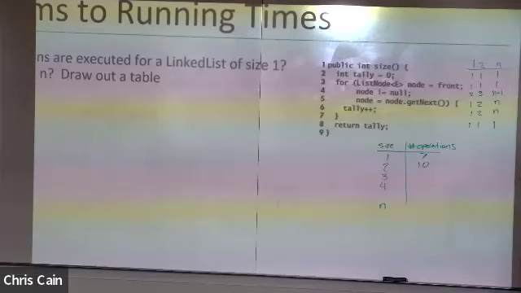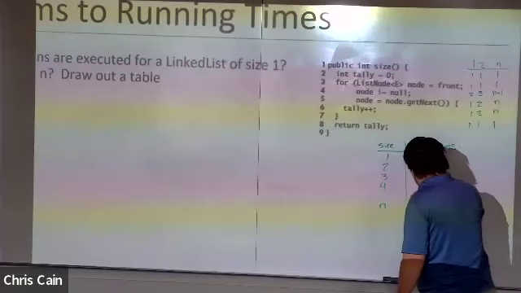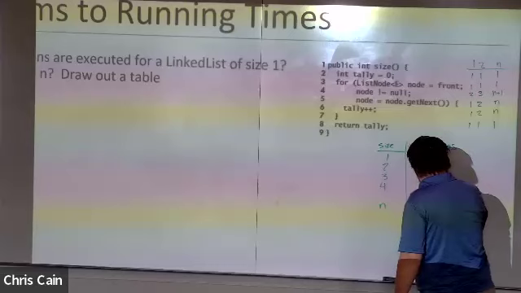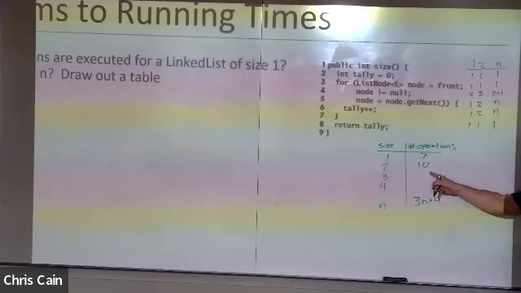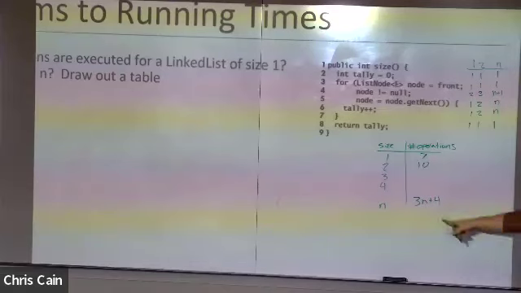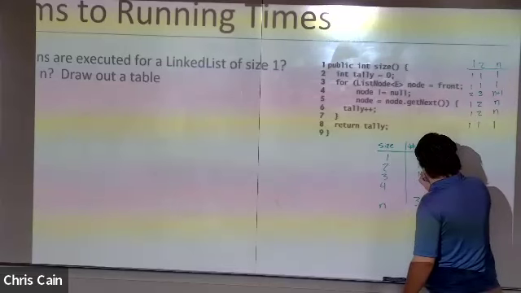3n plus 4. What would we expect if the size was 3? 13. So now we can start applying this to these constant values by doing a substitution of n for 3. 3 times 3 is 9 plus 4 is 13.